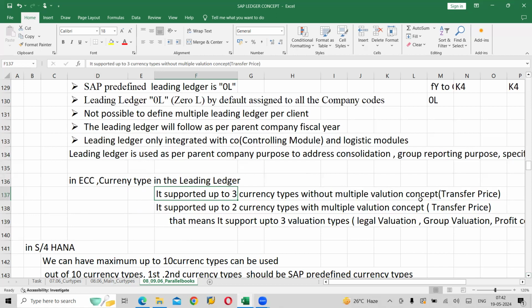Okay. So here, most just make it as an ECC currency types in the leading ledger. It supports up to 3 currency types without multiple valuation concept, multiple valuation functionality. Okay, what do you mean by multiple valuation? Multiple valuation is nothing but your transfer price.